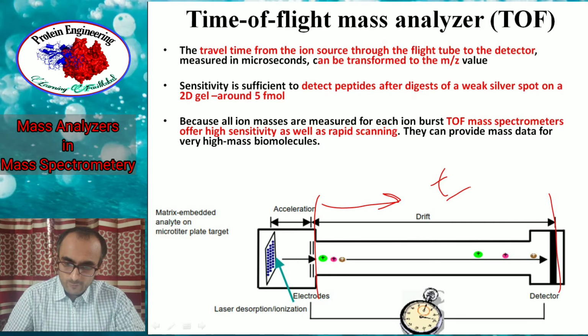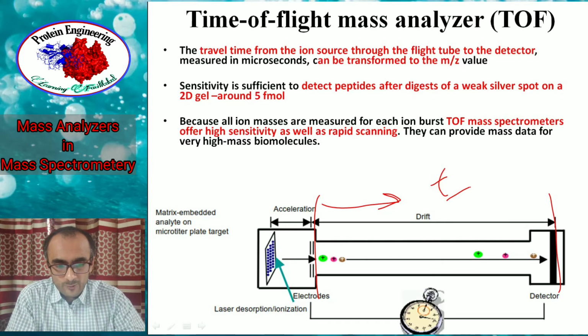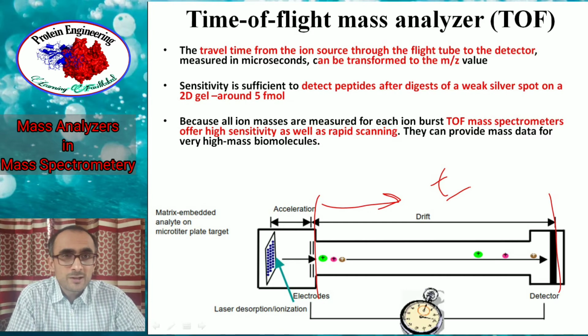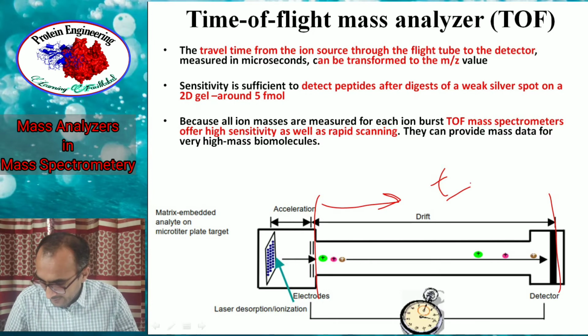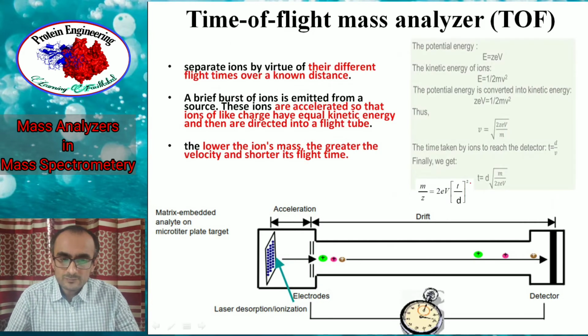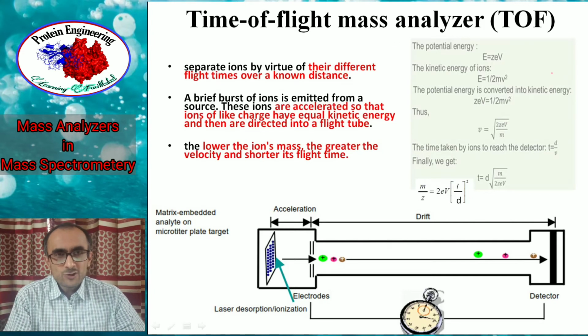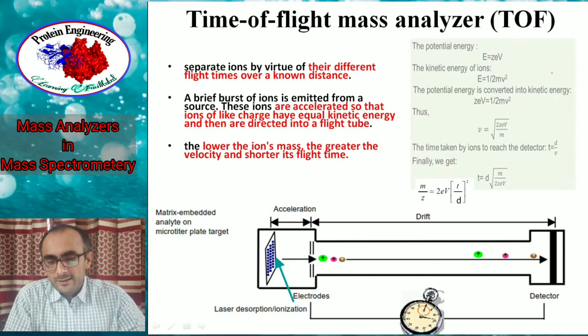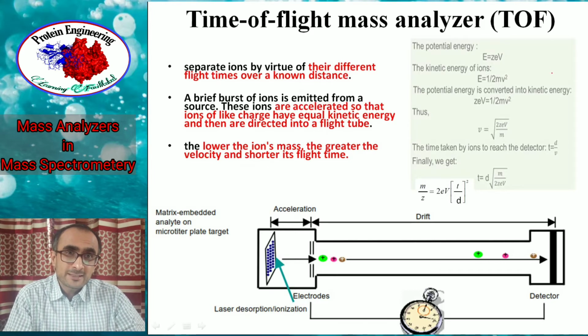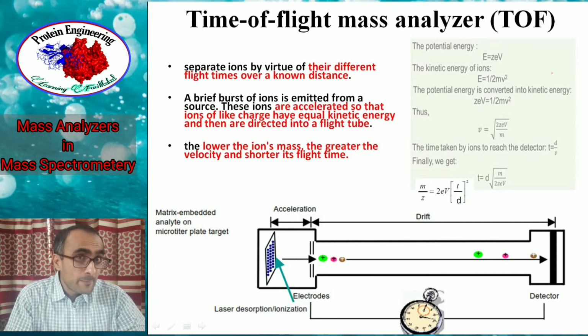They have very high sensitivity and very rapid scanning, and they also provide mass data for very high masses, almost around 500 kilodalton proteins can be analyzed using TOF analyzers. Then the separation in TOF occurs by virtue of the difference in flight time of ions, and that flight time difference basically depends on the m/z of those ions.